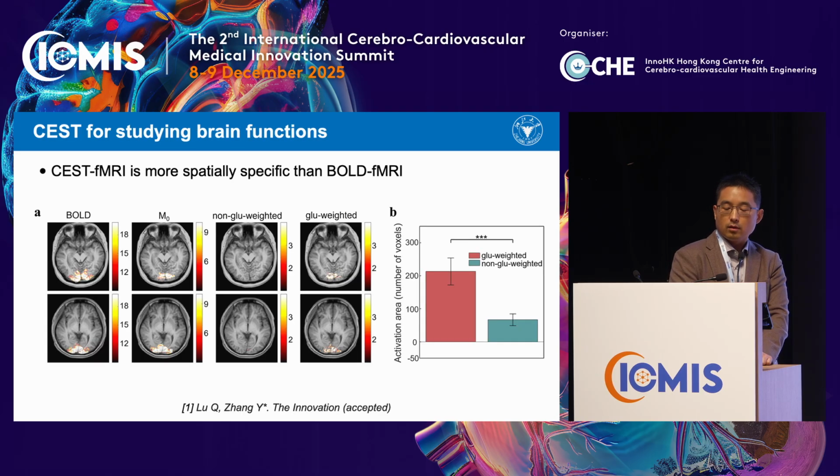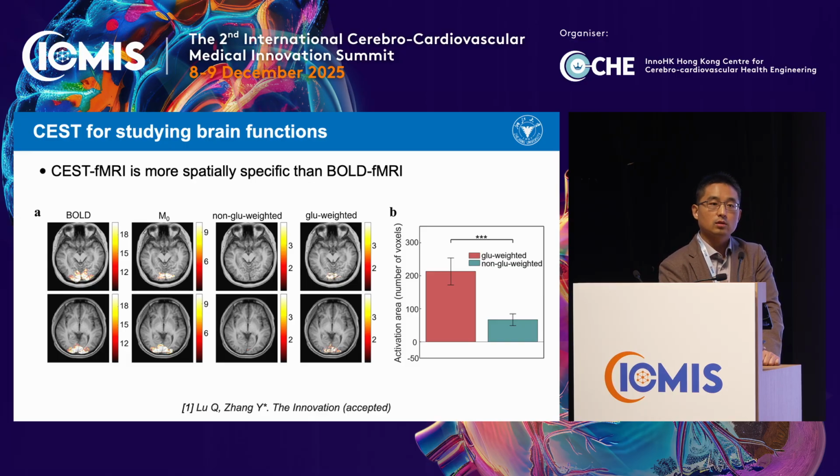We can use CEST MRI not only to detect diseases, we can also detect brain functions on healthy volunteers. This is our recent study. We're using CEST MRI to study brain functions. In the MRI field, there's a very famous technique called BOLD fMRI, or blood oxygen level dependent functional MRI, used to study the brain activations. So the maps that you see here are the activation maps. It shows which brain regions get activated.